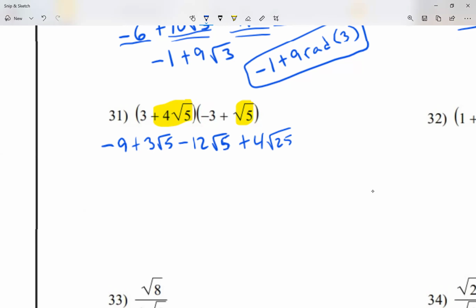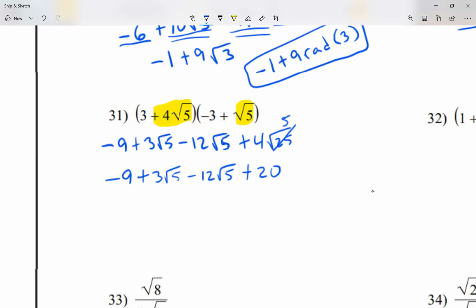So let me simplify my terms if I can. My first term is a negative 9. Nothing I can do. The second term, my radical 5, nothing I can do. So let me just copy this. Plus 3 radical 5. Then the second term, radical 5, nothing I can do. So minus 12 radical 5. Now here, the square root of 25 is 5. So that becomes a whole number. And I know 4 times 5 is 20. So let me write that plus 20.